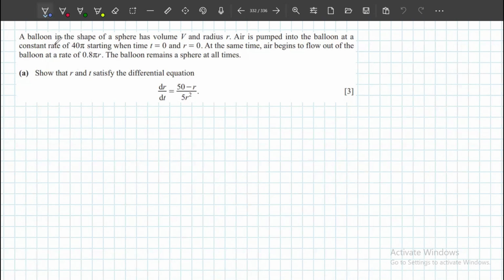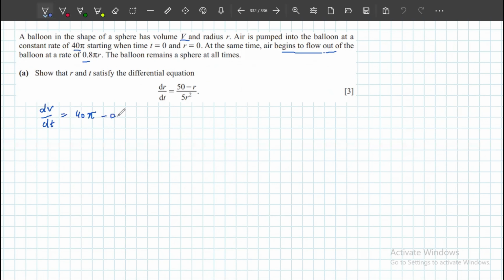Next question, a balloon in the shape of a sphere has a volume V and a radius r. Air is pumped into the balloon at a constant rate. So it means the rate of change with respect to t, our time, dV over dt is 40 pi. But remember that this is starting when t equals 0 and r is equal to 0. At the same time, air begins to flow out. So once air begins to flow out, it decreases.